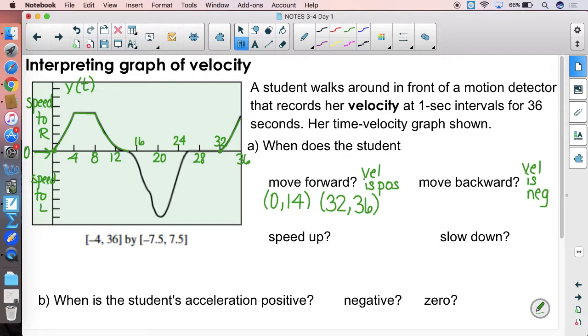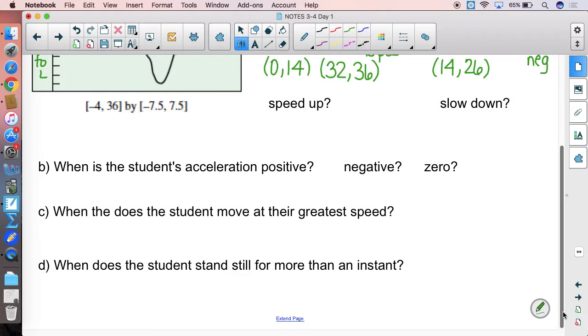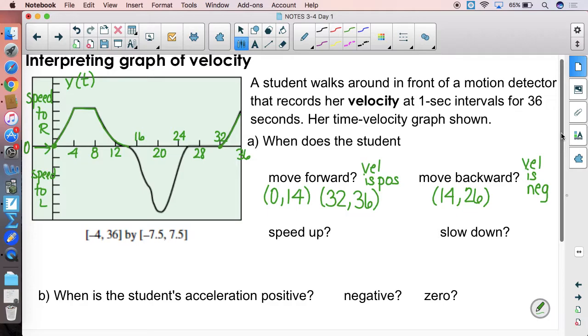So then pause the video for a second. See if you can find where she's moving backwards. See if you can go down to the bottom and see when you think when she's standing still for more than an instant, and then come back. If you're back, her velocity should be negative from about 14 to 26 seconds. And when she's standing still for more than an instant, about 26 to 30 seconds, when her velocity is 0. She's not standing still from 4 to 8 seconds where you have a flat part to that graph because her velocity there isn't 0. So then they want to know where she's speeding up or slowing down.